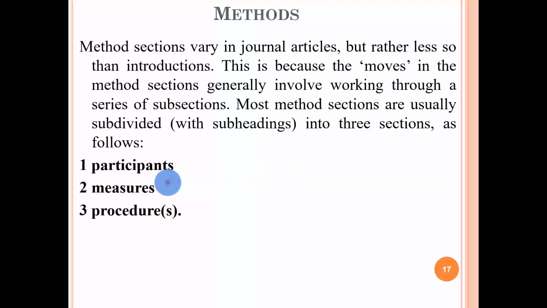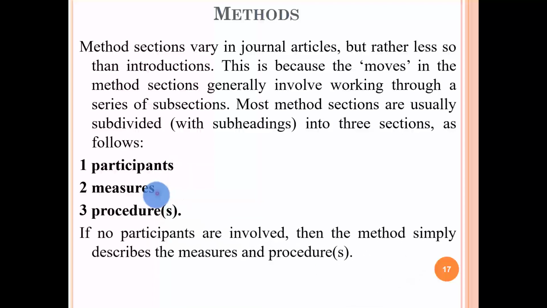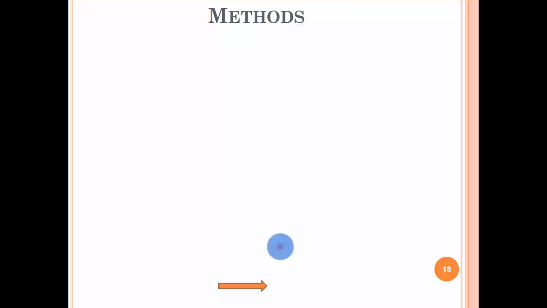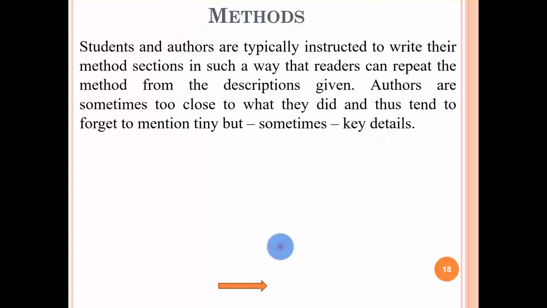So participants, if we have more people participating, then the measures and the procedures. If no participants are involved, then the method simply describes the measures and procedures, what procedure we have taken. Students and authors are typically instructed to write their method sections in such a way that the readers can repeat the method from the description given.